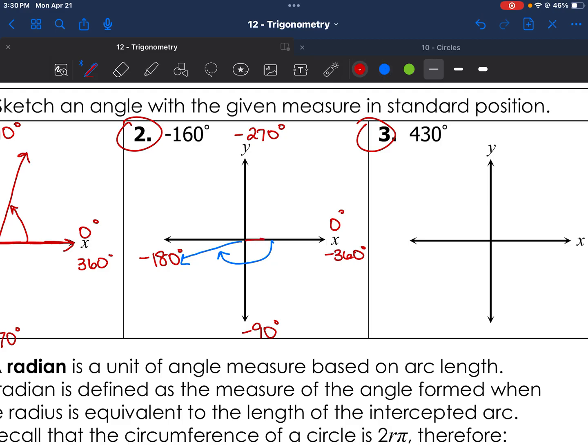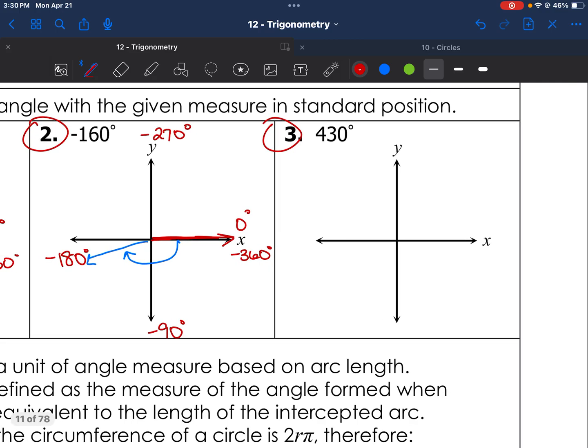As always, we would start here at my initial side. Now for a 430, that's going to be bigger than a full revolution. So again, we have our 0, 90, 180, 270, and then back to 360. In cases where I'm going bigger than a full revolution, and it's positive, I'll go counterclockwise. I'm just going to do a little loop, like so. So that's going to be my 360.